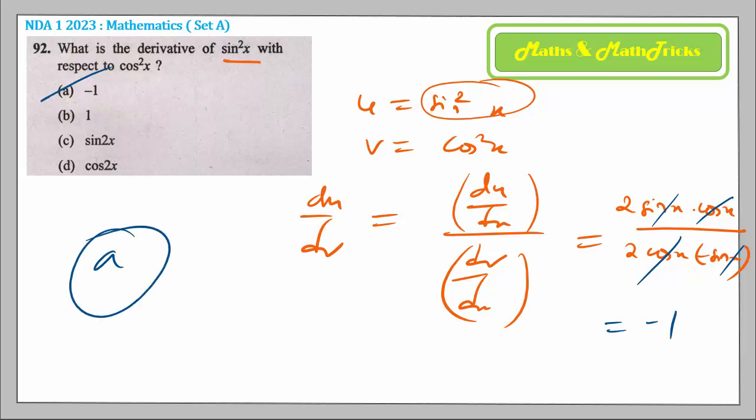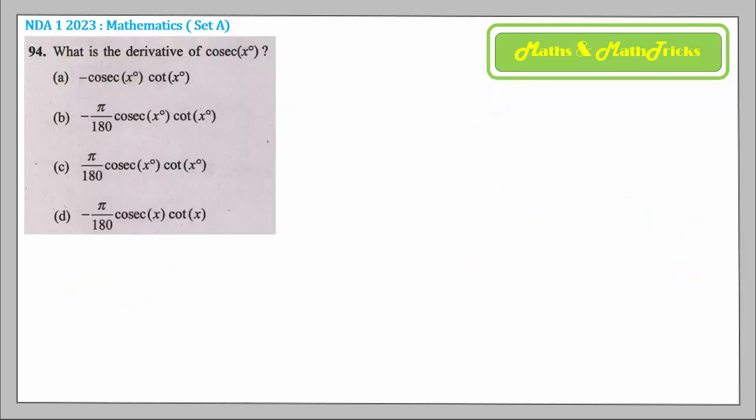Coming on to the next question now from the paper NDA 1 2023. You are asked the derivative of cosecant of x degree. You remember that for trigonometric functions, to evaluate the limit and the derivative, we should convert the angle into radian measure, because radian measure is a set of real numbers. So cosec x degrees you have to convert into radian by multiplying it by pi by 180, and for this you have to find the derivative now.